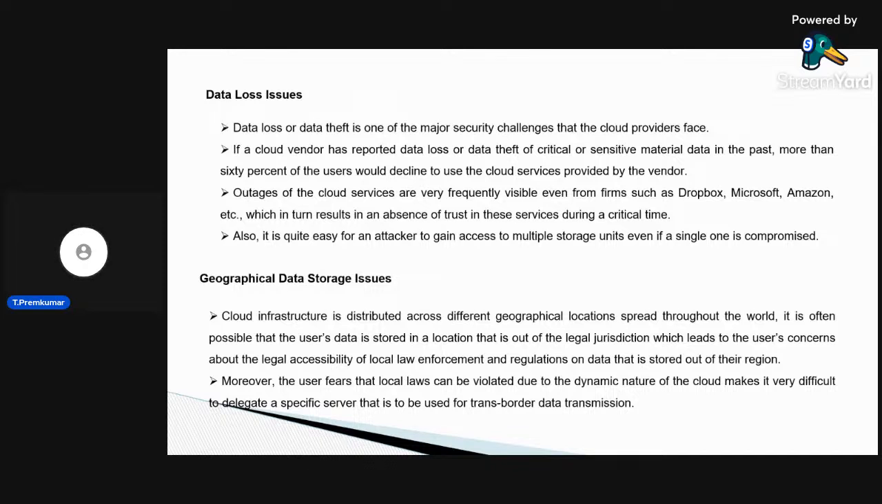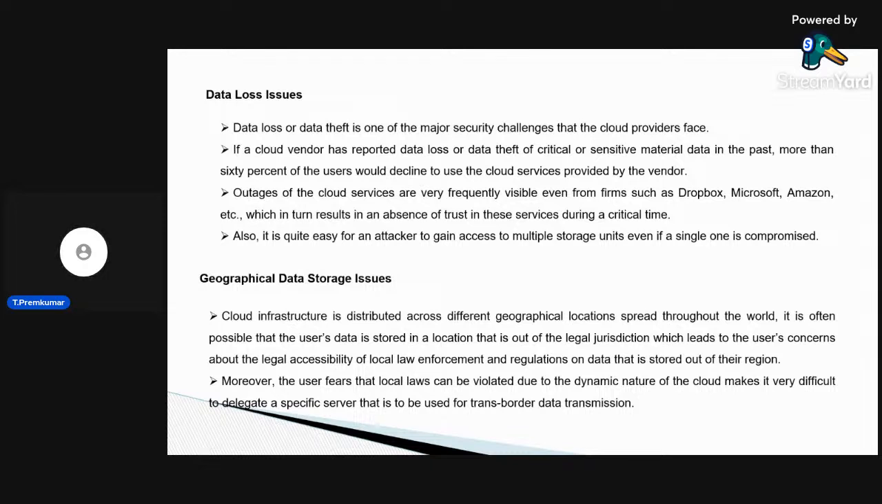Outages of cloud services are very frequently visible even from firms such as Dropbox, Microsoft, Amazon, etc., which in turn results in an absence of trust in their services during a critical time. Also, it is quite easy for attackers to gain access to multiple storage units even if a single one is compromised.